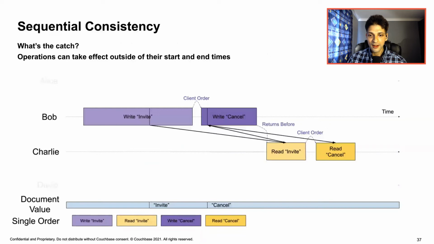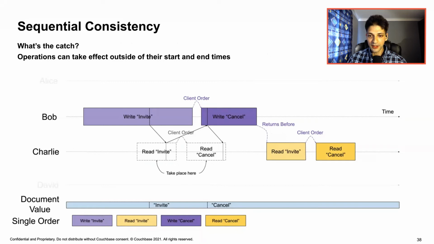What's the catch? Similar to the linearization points, we can draw a vertical line to indicate when the operation took effect. However, operations can now take effect outside of the start and end times. In this example, Bob's write 5 returns before Charlie's read 4. However, in the sequential order, Bob's write 5 is after Charlie's read 4. This results in an arrow pointing backwards in time, a possibility that was previously not allowed under linearizability.